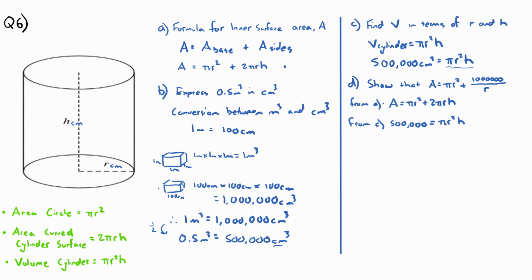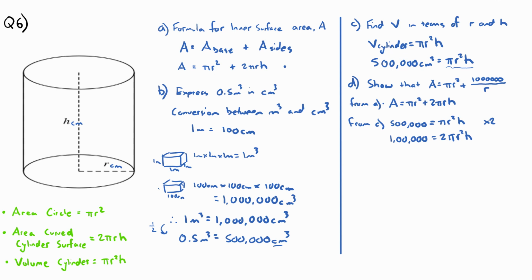Now, I want to get it in terms of a million, and I currently have 500,000. So what if I was just to multiply this equation by 2? If I multiply an equation by 2, I need to multiply both sides by 2. So this becomes 1 million, because 500,000 times 2 is a million, is equal to, now also multiplying the right hand side by 2, 2 pi r squared h.